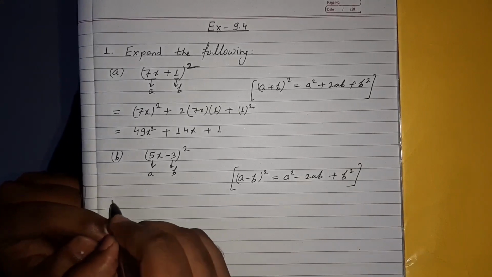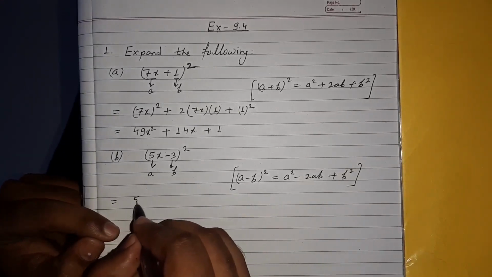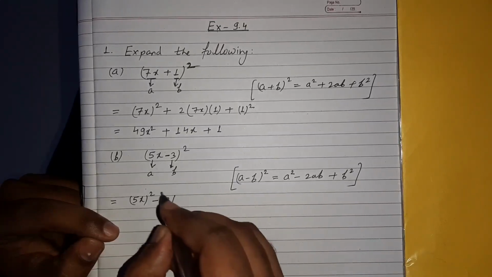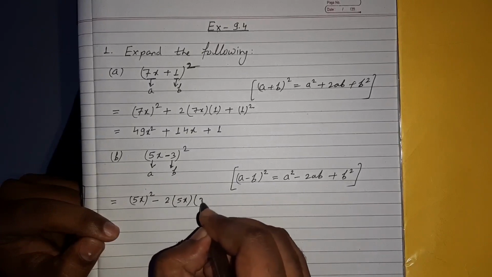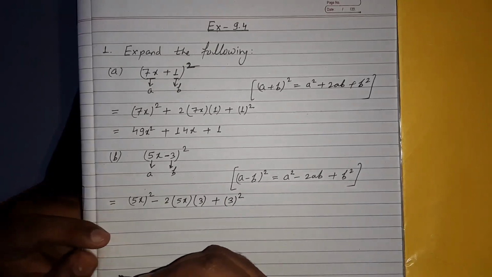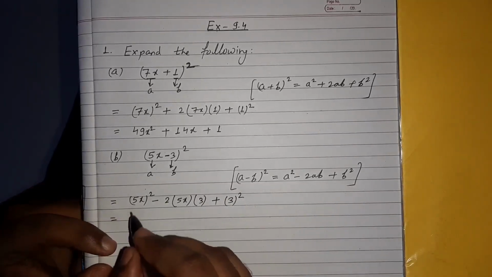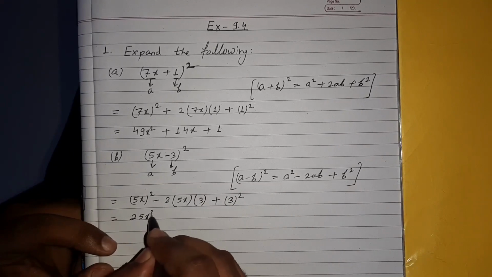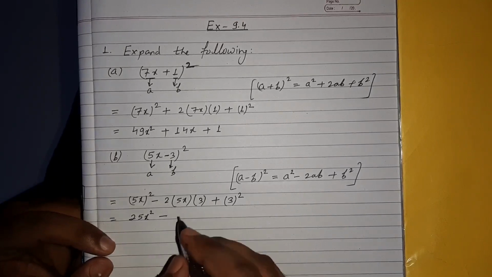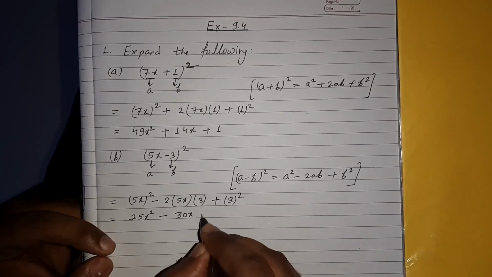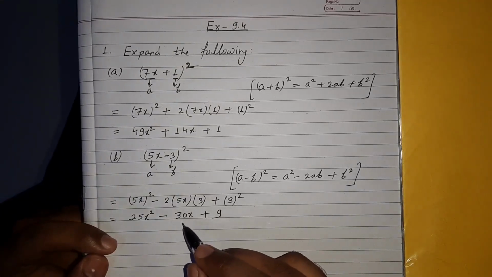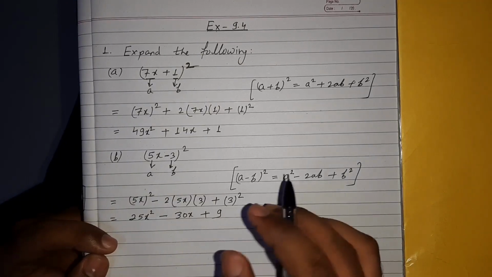Now put the values in this identity. It will be (5x) square, because the value of a is 5x, minus 2ab, with a as 5x and b as 3, plus b square, and the value of b is 3, so it will be 3 square. Now we will simplify. 5 square is 25 and x square. Minus 2 5s are 10, 10 3s are 30, so it will be 30x, plus 3 square is 9. So 25x square minus 30x plus 9 is the expansion form.